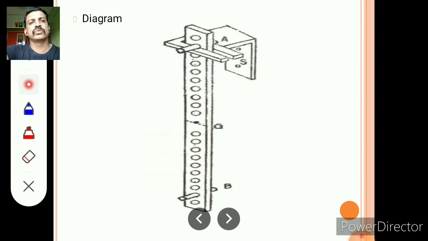There are two knife edges, one on this side and another on this side. This is known as knife edge A and this is known as knife edge B. There are a total of 19 holes on this bar pendulum.